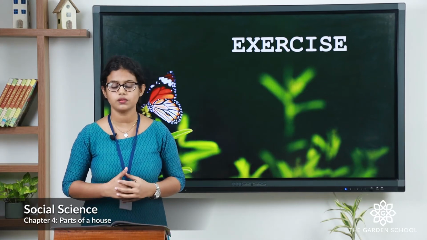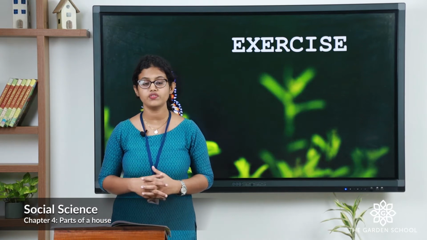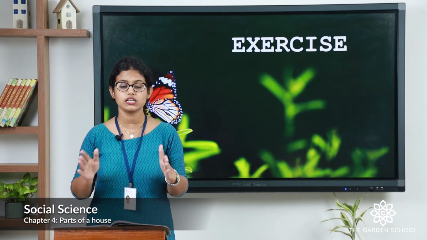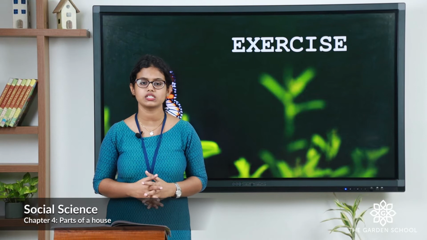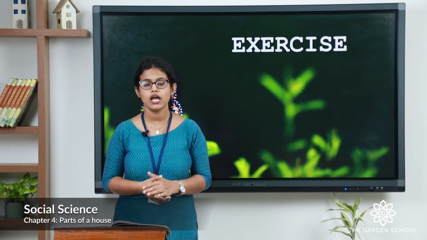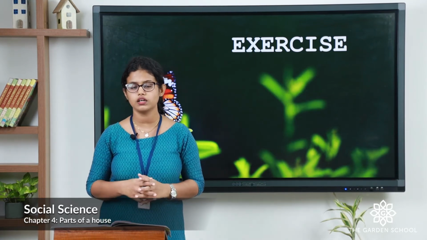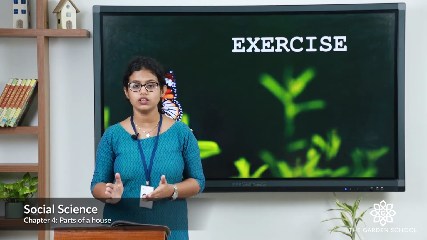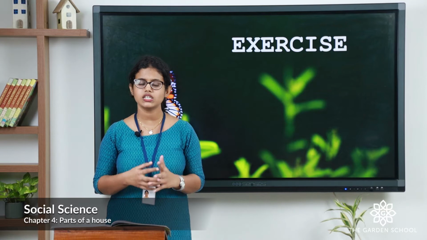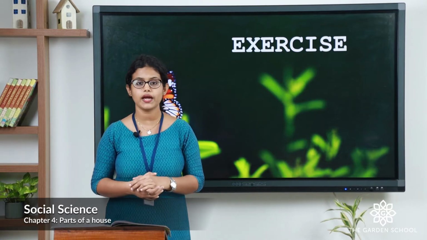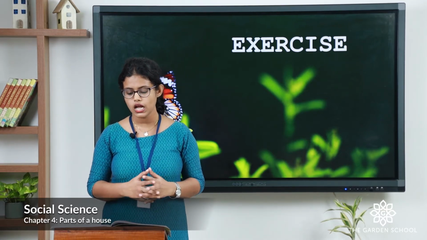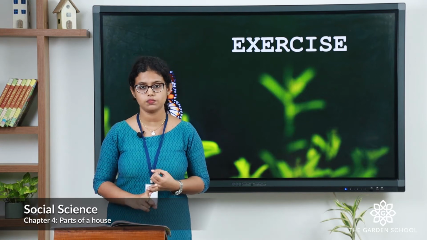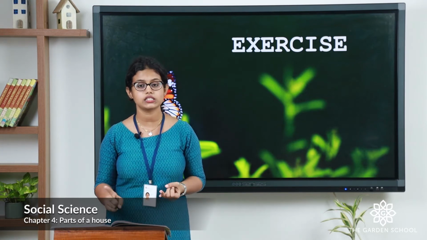Moving on to the next page, that is page number 25 in your textbook. You can see some pictures, and in those pictures there are some activities. What you have to do is, you have to tick the right thing that you do in the room, and you have to cross the thing that you don't do there. So let's see the first one. In the bedroom, I brush my teeth, I sleep. So what do you do in your bedroom? You can tick the answer there.